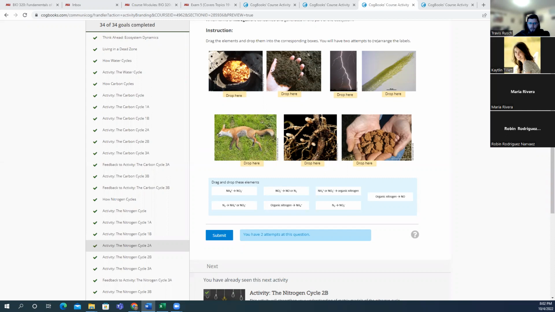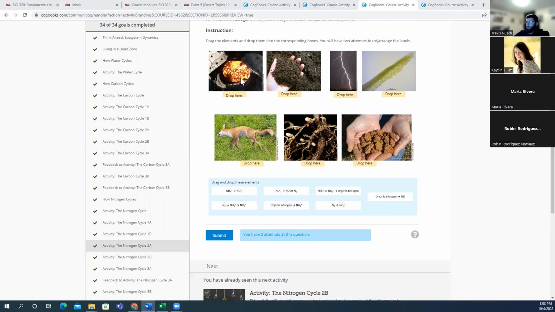So 2A is another matching one. We've kind of seen this structure before. And again, you're given the chemical compounds, and we need to know what's going on here. So we can either go two ways. You can describe what's happening in the boxes, or we can describe what's happening in the picture and see what best matches up. So why don't we do it in the reverse order this time? We'll look at the pictures and see if we can find what's going on in the boxes.